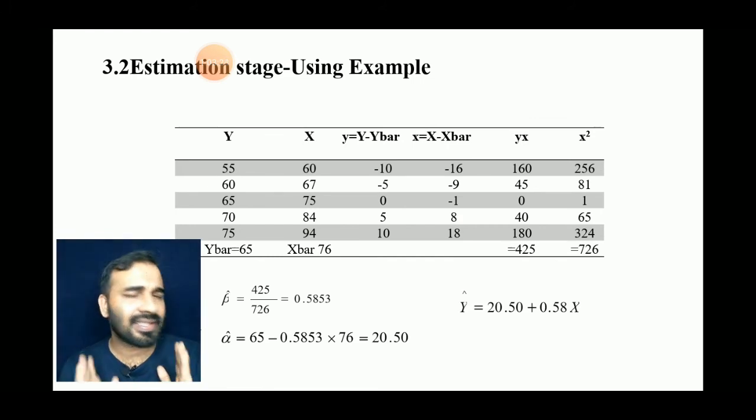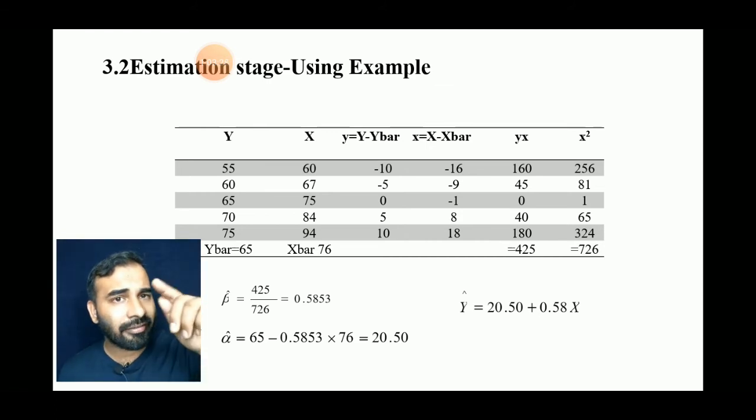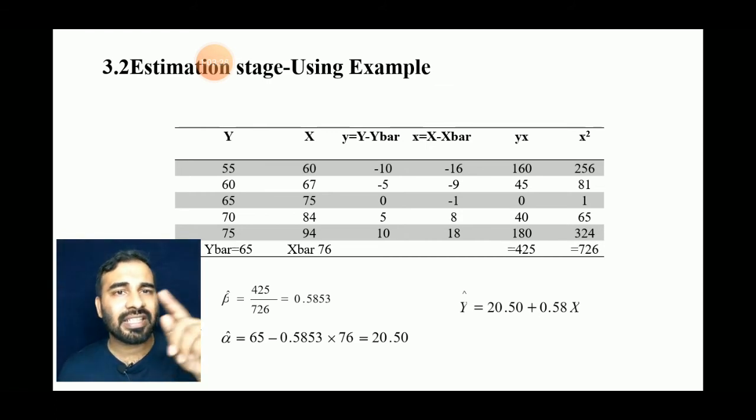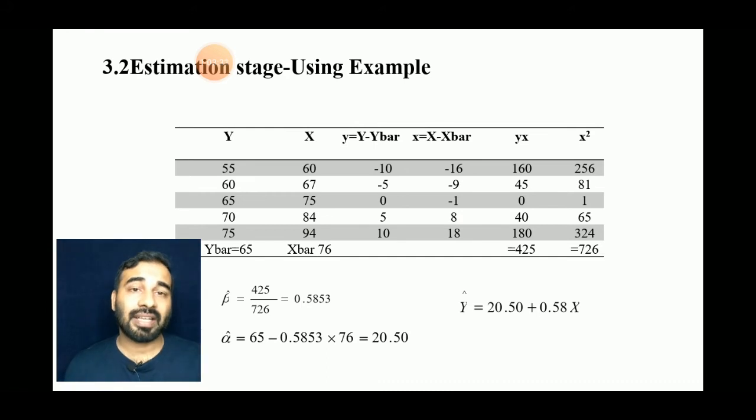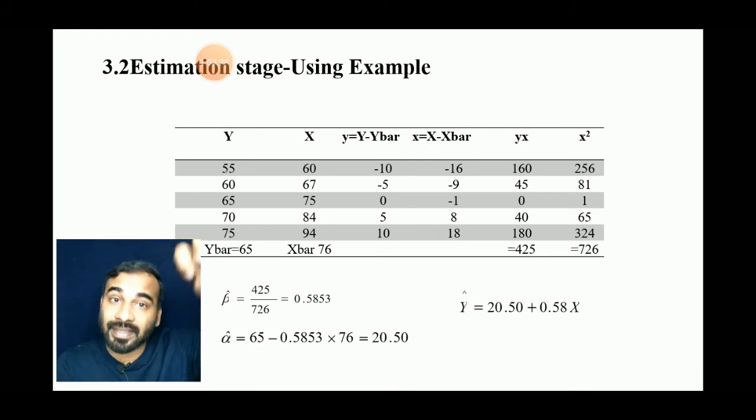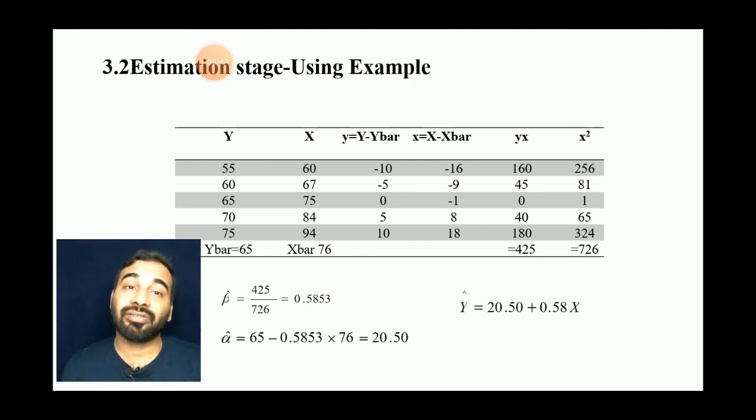It is nothing but the beta value: sigma xy divided by sigma x square. How to get this sigma xy and sigma x square, all that we will discuss later, and we will derive this equation. So don't worry about it. So we got 425 divided by 726, 0.58. What is this? 0.58 is our MPC.